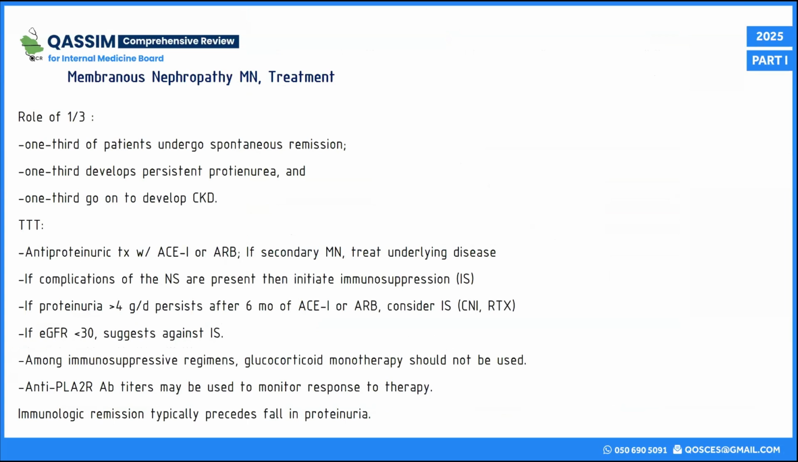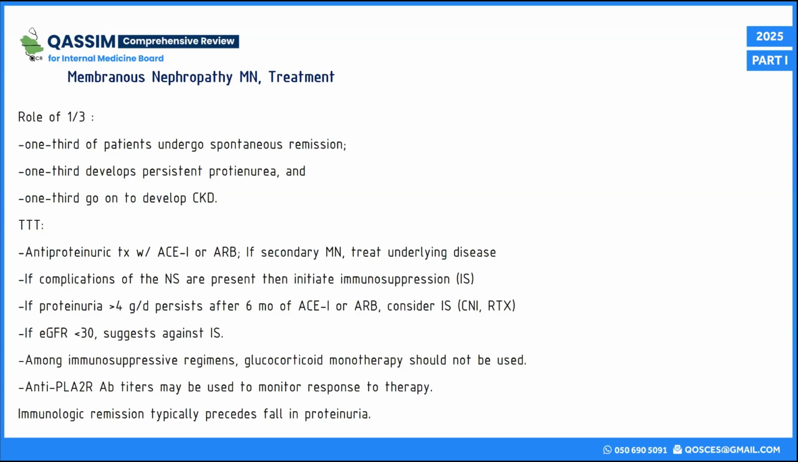What about the treatment? About one third of patients undergo spontaneous remission, one third develop persistent proteinuria, and another third develop CKD. We start the patient with ACE or ARB, treat the secondary causes, and then reevaluate the patient. If the patient has persistently elevated proteinuria, persistent more than 4 grams, we have criteria, but it's not important to know it now. So we start the ACE and ARB, and if the patient has persistent proteinuria more than 4 grams, we are also judging by the phospholipase A2 receptor titer.